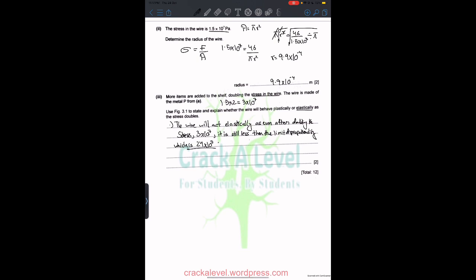The wire will act elastically, as even after doubling the stress, which is 3 × 10^7, it is still less than the limit of proportionality, which is 24 × 10^7. If it had passed beyond the limit of proportionality, it would not act elastically, as after that there would have been permanent deformation and the object would not have returned to its original position.